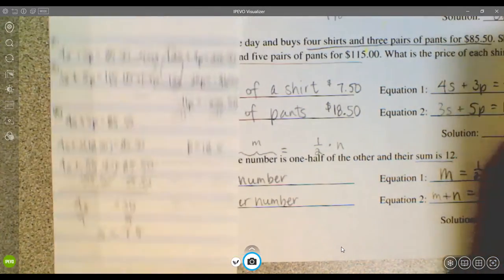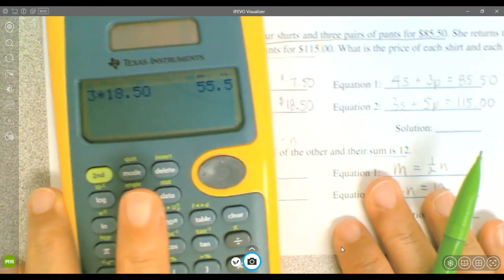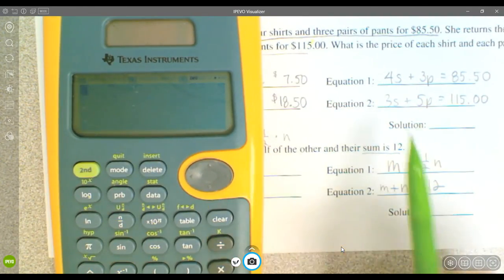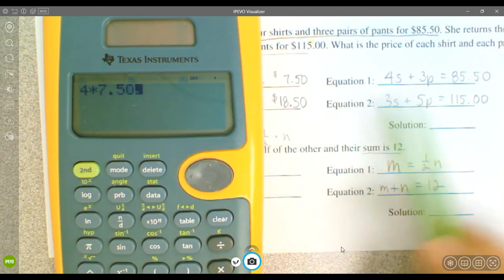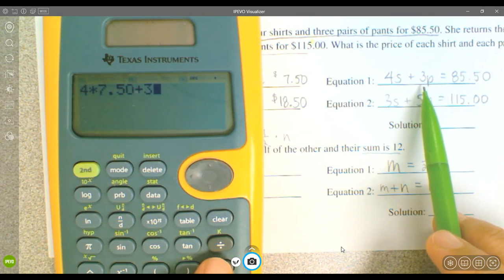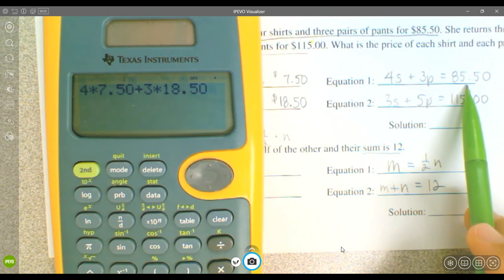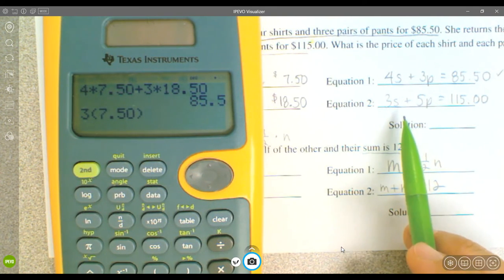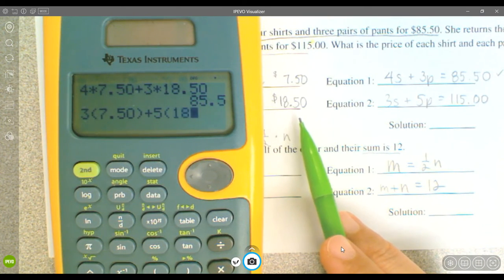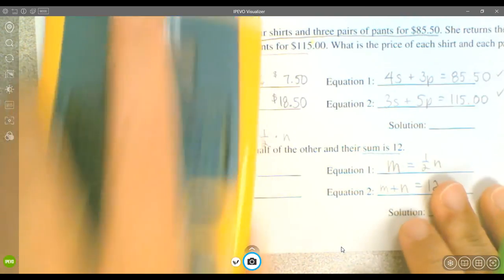And now I really do want to check this sincerely because there are so many places I can make mistakes. Anytime I deal with decimals, I'm worried about making a mistake. So we're going to take 4 times a shirt, which is $7.50, plus 3 times a pair of pants, which is $18.50. We should get $85.50. Oh, yes, we did. So now let's take 3 times the price of a shirt. I'll use parentheses this time. Plus 5 times the cost of a pair of pants. And I should get $115. And I do.